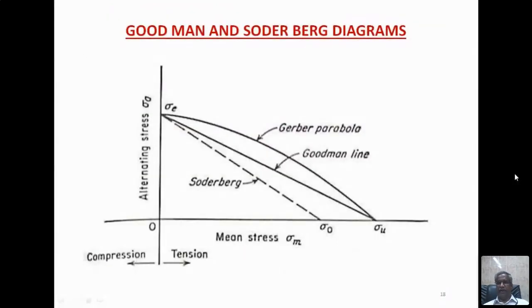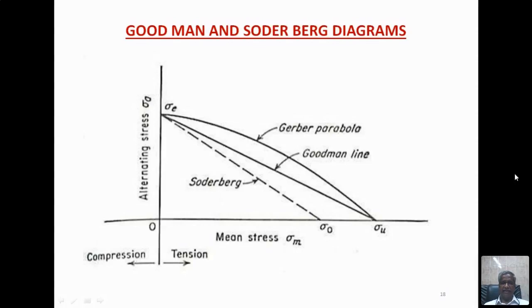Right, and the next part is the Goodman diagram or the Soderberg diagram. I don't know how many of you understood this diagram fully. It is a very, very useful diagram as far as design is concerned. So what is this diagram?